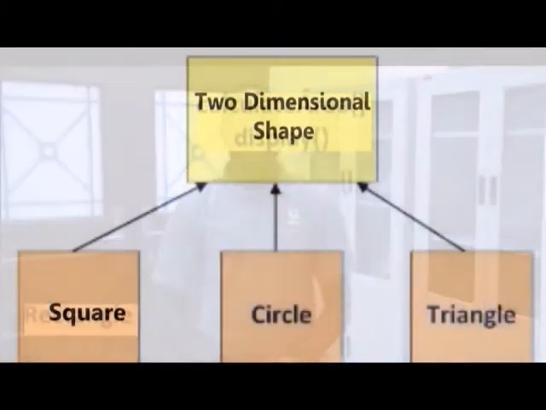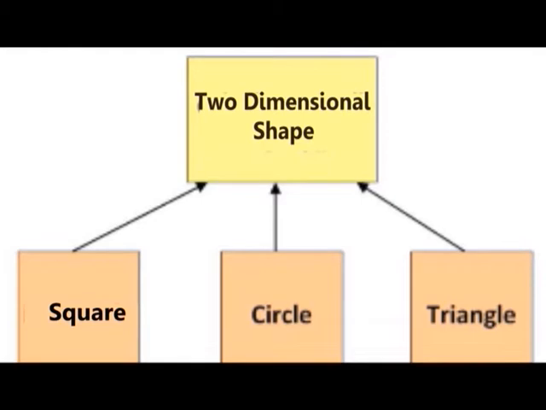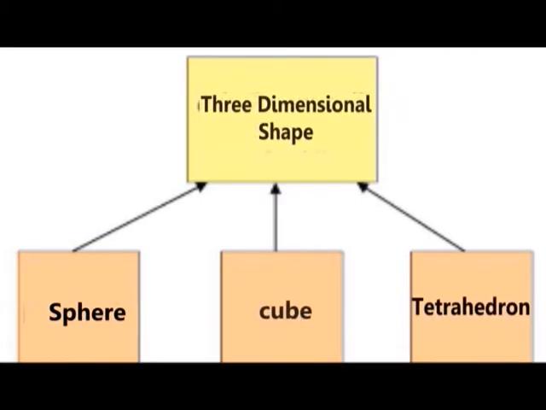On the other hand, classes that can be used to instantiate objects are called concrete classes. Such classes provide implementations of every method they declare. Some of the implementations can be inherited. For example, we could derive concrete class circle, square, and triangle from abstract superclass two-dimensional shape. Similarly, we could derive concrete class sphere, cube, and tetrahedron from abstract superclass three-dimensional shape.